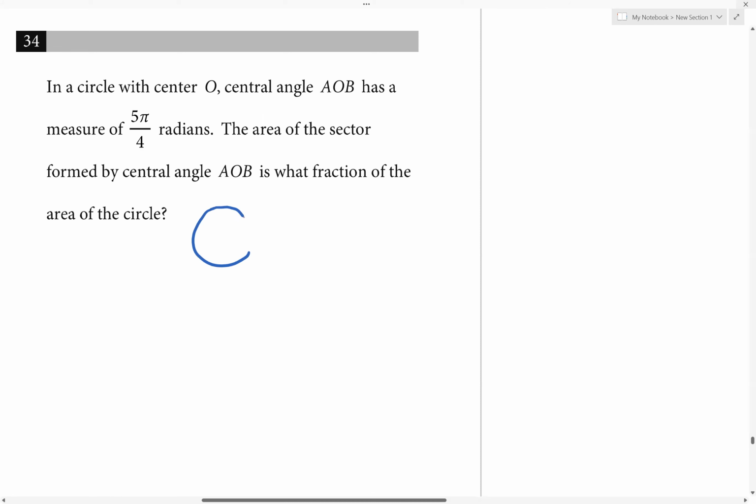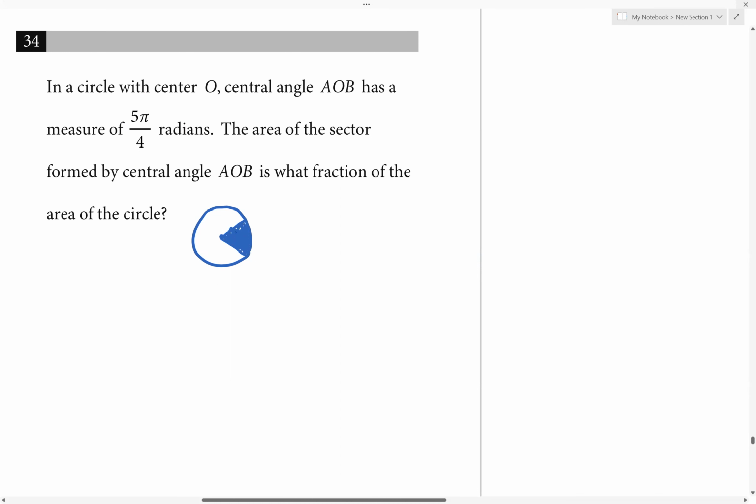And in this circle we have a certain angle, right? It's forming a sector. And this angle measure is 5 pi over 4 radians. So this angle is given in radians, right? We can measure an angle in degrees or in radians. Radians is another way to measure angle. And the sector here is this part of the circle. So it's like a partial area pretty much.